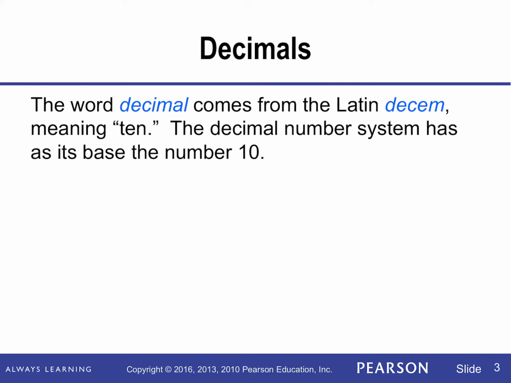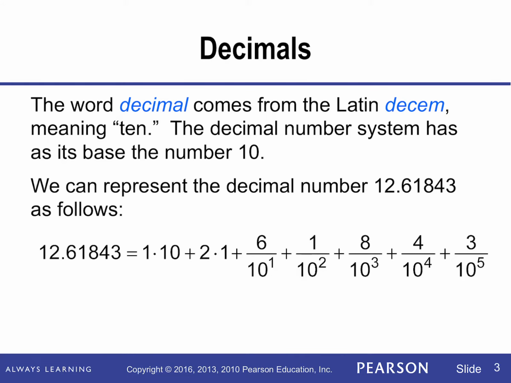Okay, so what is a decimal? The word decimal comes from the Latin decem, meaning 10. The decimal number system has as its base the number 10, which is good because we've been working in base 10. So we can represent a decimal number using place value to help us know what power of 10 we're looking at. So 12, we've already seen this first expression for 12, right? 12 is 1 times 10 plus 2 times 1.